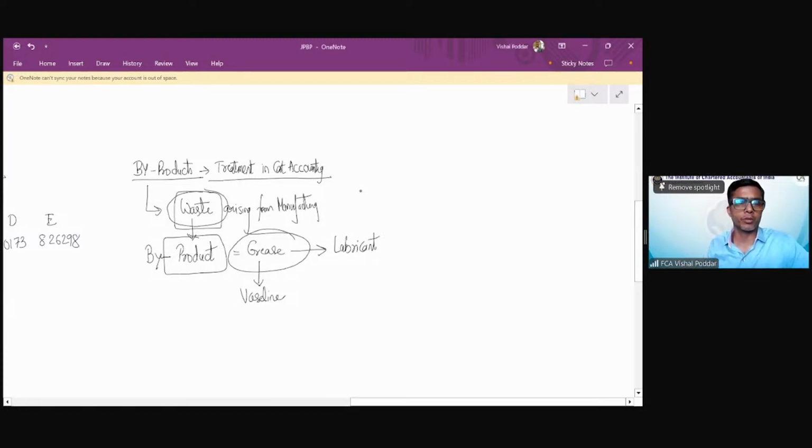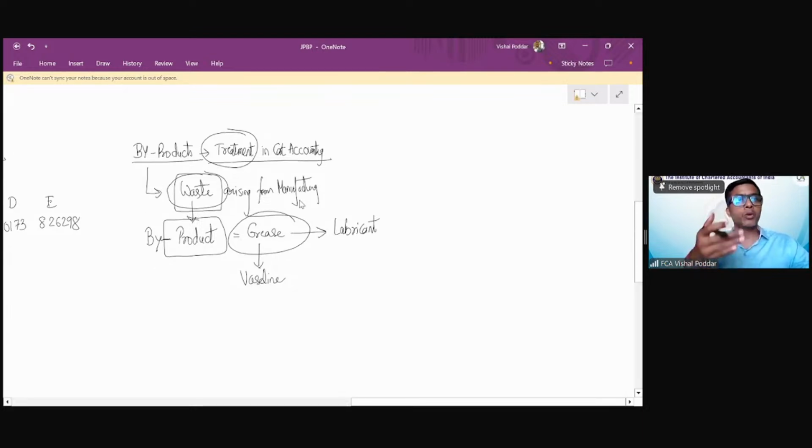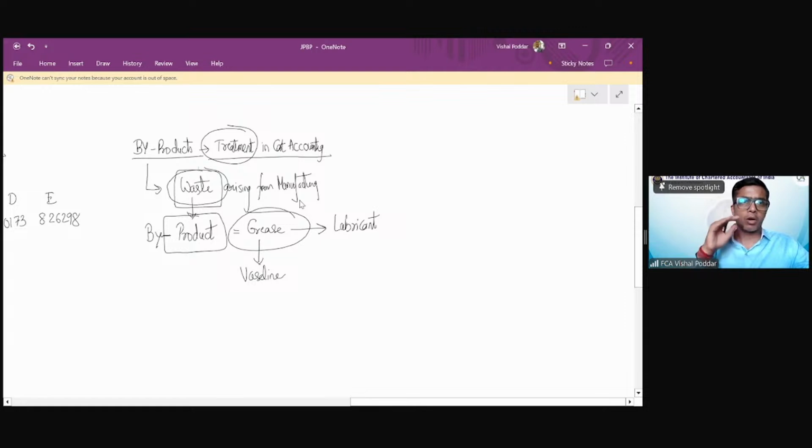It is the loss, normal loss, abnormal loss, whatever you have been doing. So it is the waste arising from your processing or manufacturing. Now, this waste, how is it to be treated in costing? Now, one thing is for sure, it is a saleable product. So you will get revenue by selling it. And again, the same question will arise: when to sell it, whether to further process or to sell it at split off. Because this is my waste at split off point.